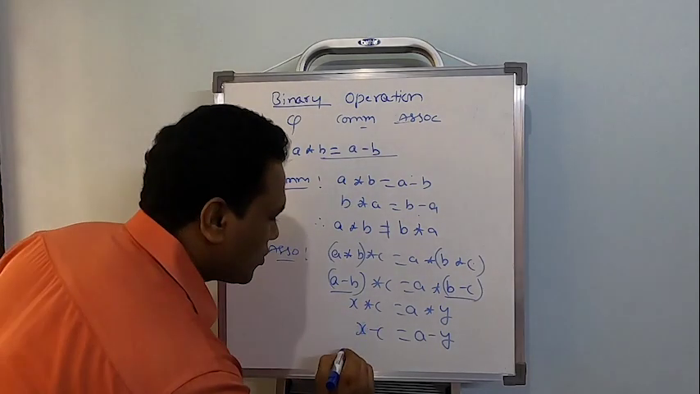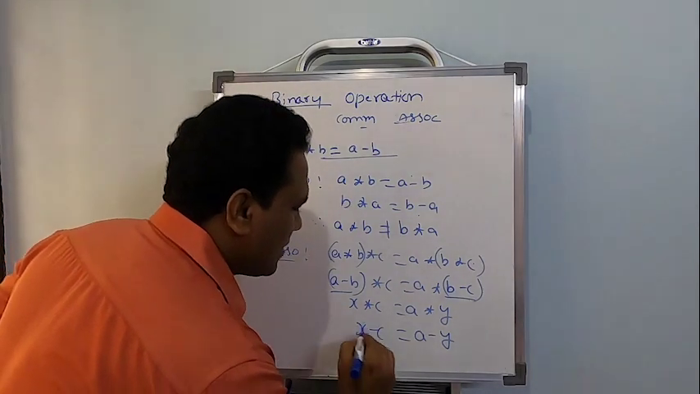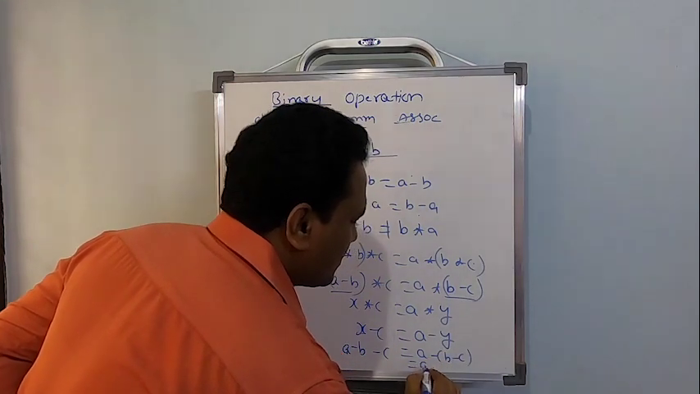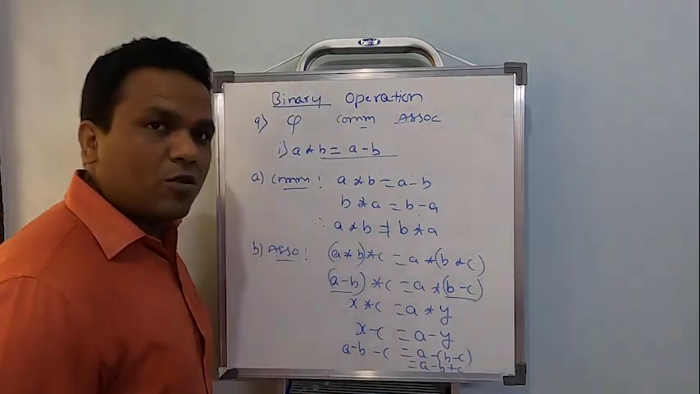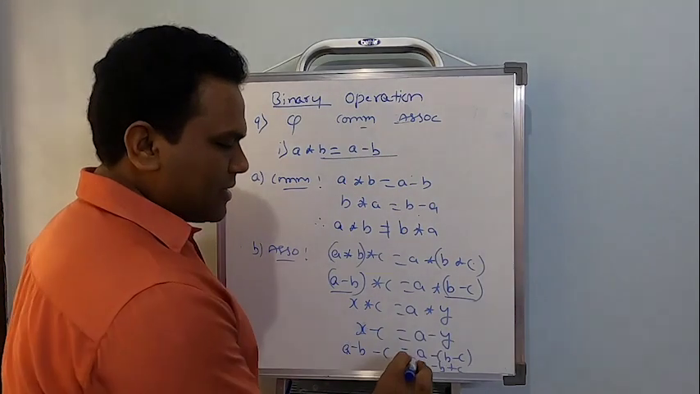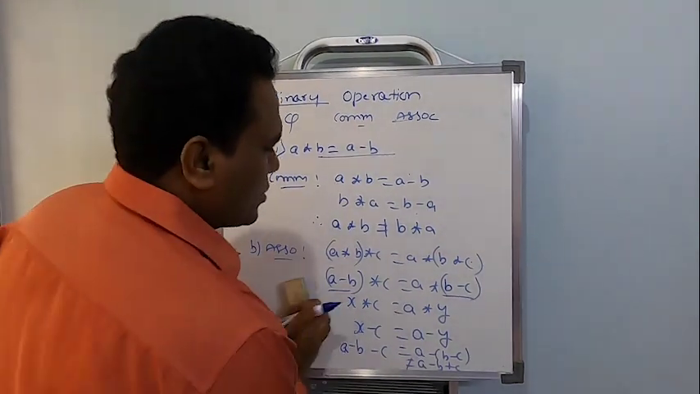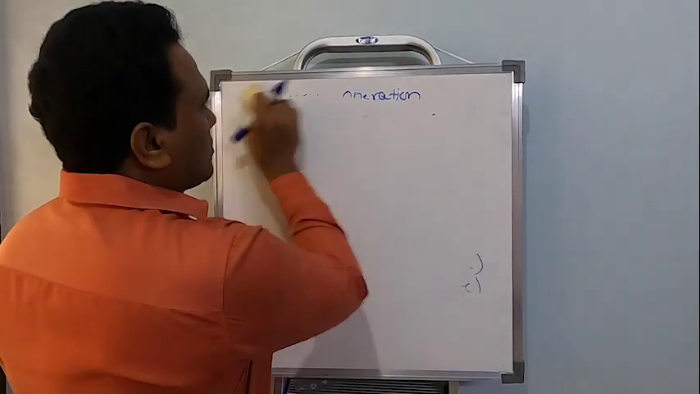Substitute for X and Y. So what is X actually? A minus B. Right, and here it is A minus of (B minus C). So notice LHS is not equal to RHS, therefore star is not going to be associative. Okay, now let's go to the second problem.